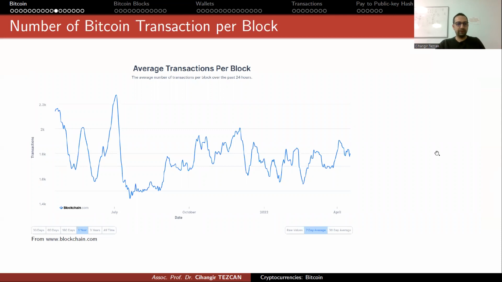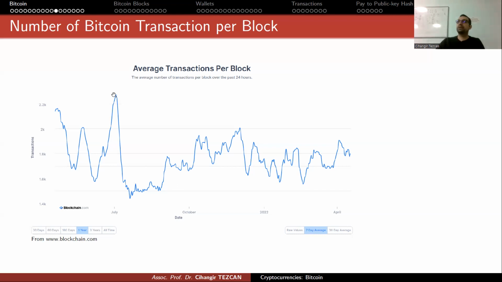So here's a picture, probably from last year, showing the average transactions per block. This is a 7-day average, by the way. As you can see, in some blocks there are more than 2,000 transactions, but sometimes we see around 1,500 transactions. So it depends on the network traffic. Due to some events, for instance, here people make more transactions, here people make fewer transactions. But as you can see, this is around 2,000 for a single block.